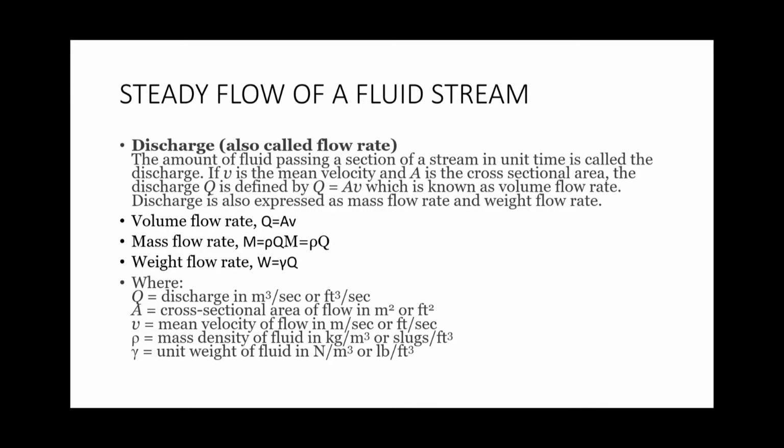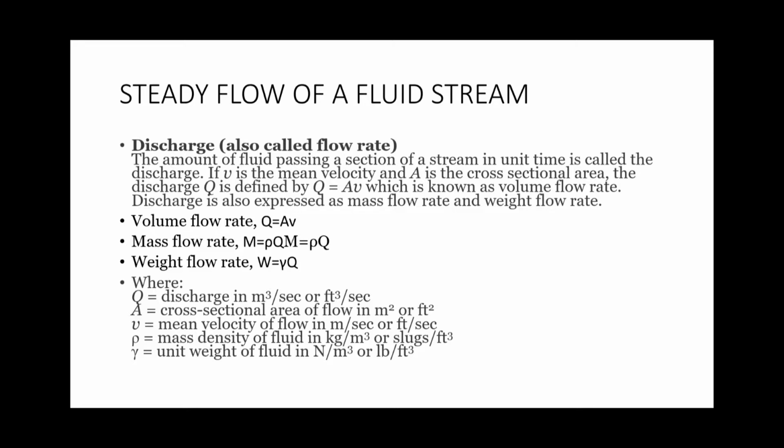Here are other equations to use when getting steady flow. Discharge, also called flow rate. The amount of fluid passing a section of a stream in unit time is called the discharge. If V is the mean velocity and A is the cross-sectional area, the discharge Q is defined by Q equals AV, which is known as volume flow rate. Discharge is also expressed as mass flow rate and weight flow rate.